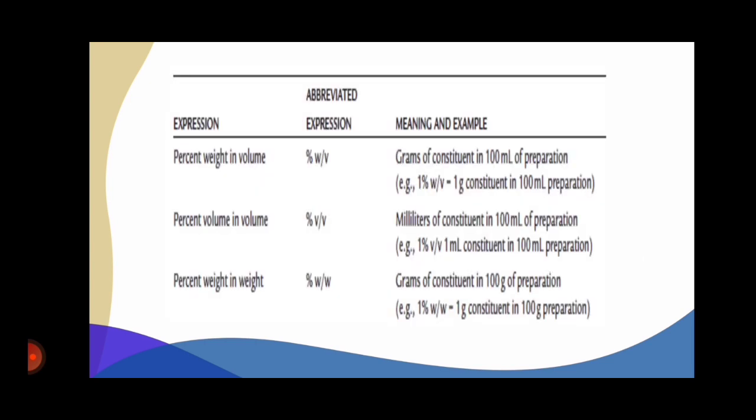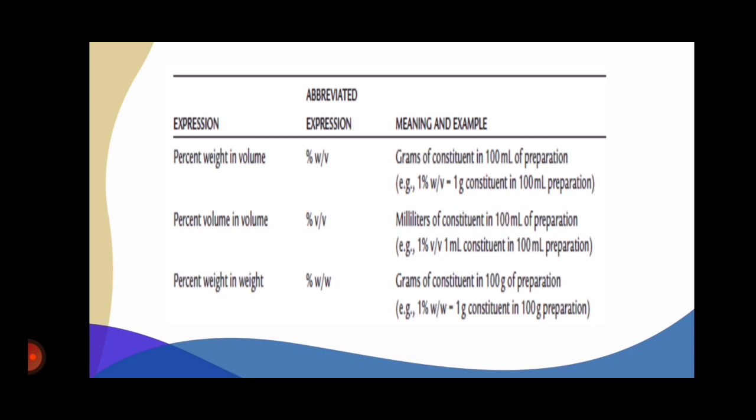So we have the common methods of expressing the strengths of pharmaceutical preparations. We have expression, abbreviated expression, and meaning and example. So for the expression, we have percent weight in volume, percent volume in volume, and percent weight in weight. For abbreviated expression, we have percent weight in volume, and percent weight in weight.